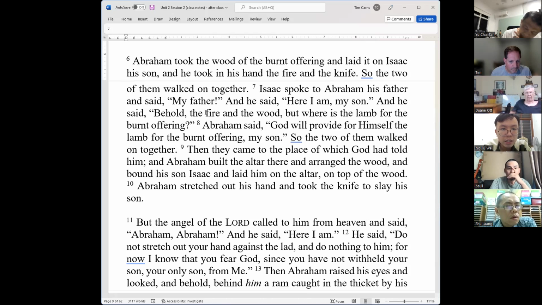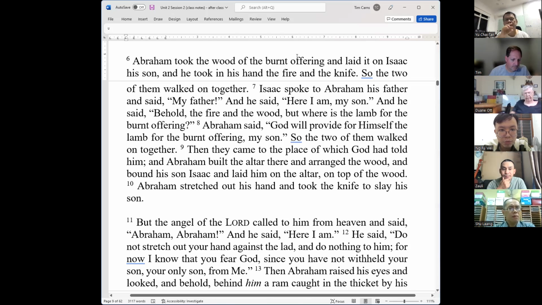And he said, "Behold the fire and the wood, but where is the lamb for the burnt offering?" Abraham said, "God will provide for himself the lamb for the burnt offering, my son." So the 2 of them walked on together. Then they came to the place of which God had told him.